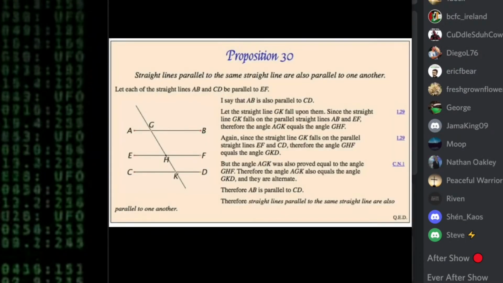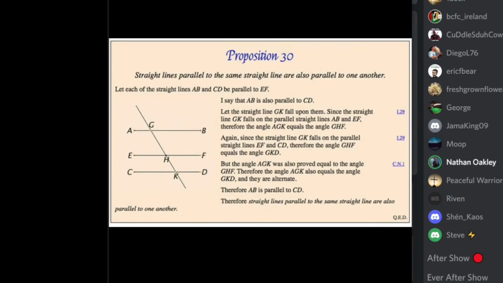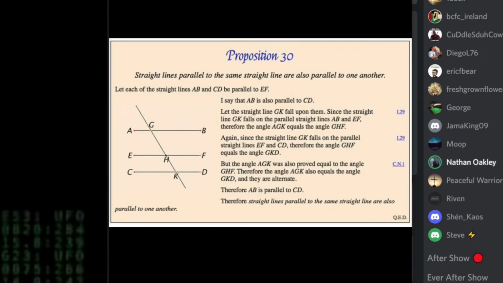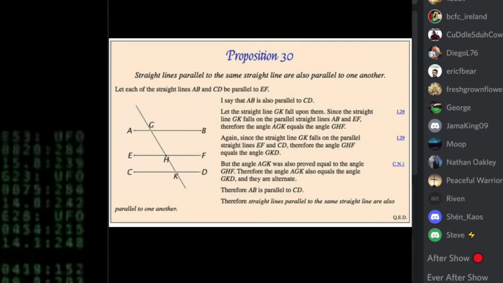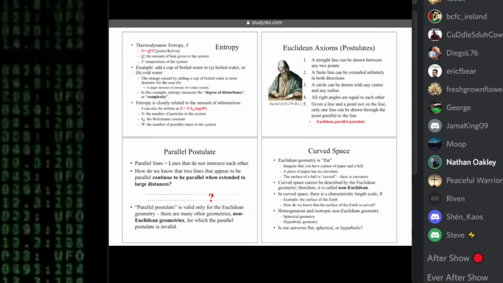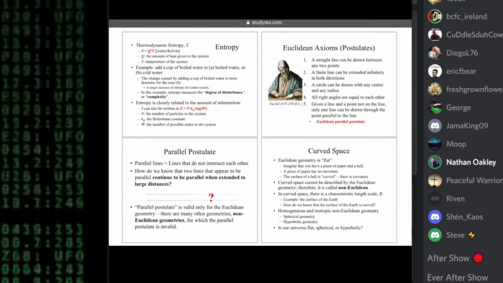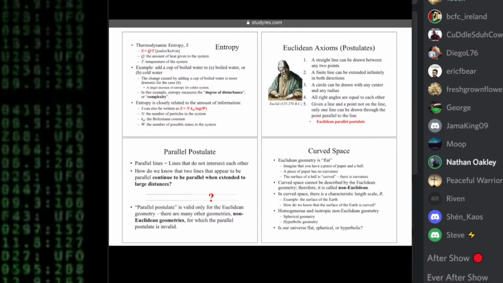This is Euclidean proposition 30. Straight lines parallel to the same straight line are also parallel to one another. This is only available in Euclidean geometry. These are Euclidean axioms. Number one, a straight line can be drawn between any 2 points. Number two, a finite line can be extended indefinitely in both directions. Number three, a circle can be drawn with any center and any radius. Now that's Euclidean geometry, a circle, a nice flat 2D shape.